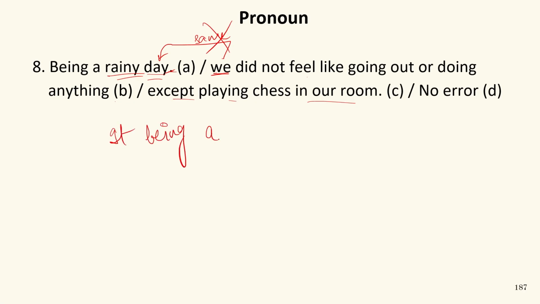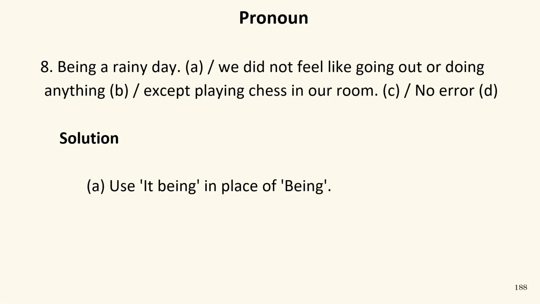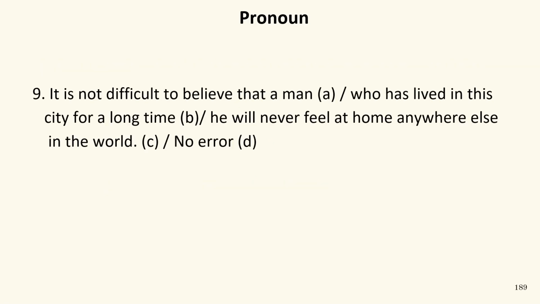It means because that was a rainy day, we did not feel like going out. That's why we should add the pronoun it before the word being. Here the correct answer is A. It means A part contains the error, it being in place of being. It is not difficult. Now let us move to the next sentence.